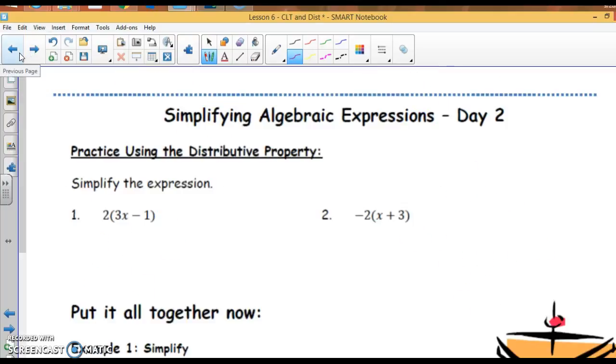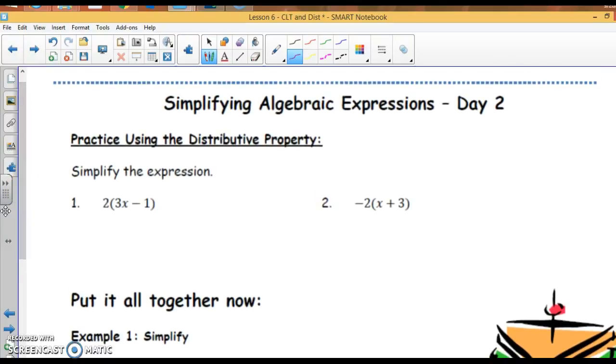Now, let's review distributive property. This is on page 11 in your notes. This is 2 times the quantity 3x minus 1. 2 times 3x is 6x. Positive 2 times negative 1 is negative 2, so minus 2. Here you're distributing a negative 2 times the quantity x minus 3. Negative 2 times x is negative 2x. Negative 2 times positive 3 is negative 6, so minus 6.